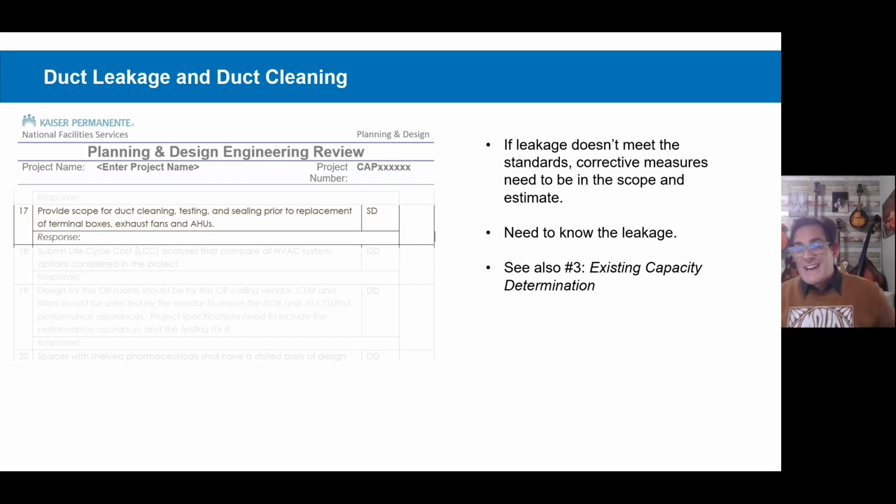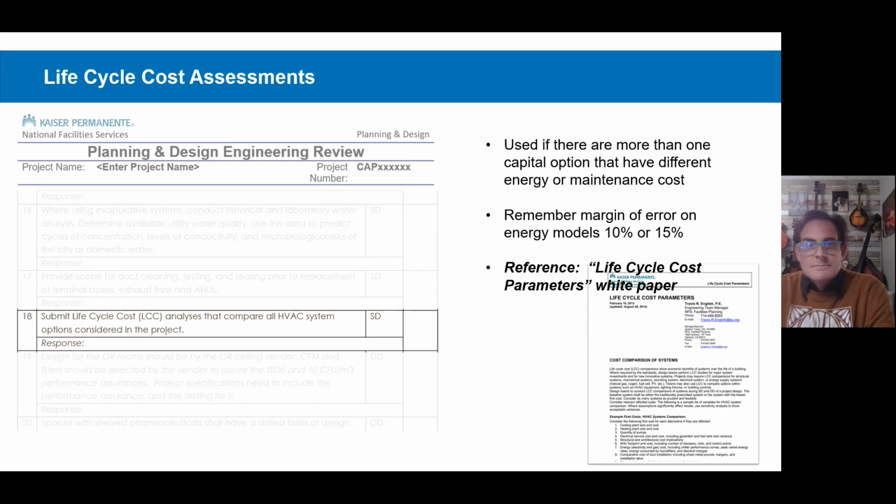And we don't want you designing bigger fans around big leakage numbers, right? There are some cost-effective options, particularly in the last 5 years, that have sprung up to address duct leakage, and we've had some success with those. But that scope absolutely needs to be in your schematic design estimate. We can't find out about that later during the design phase of the project.